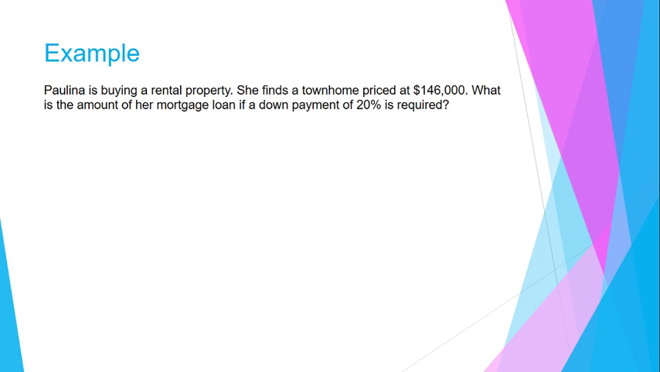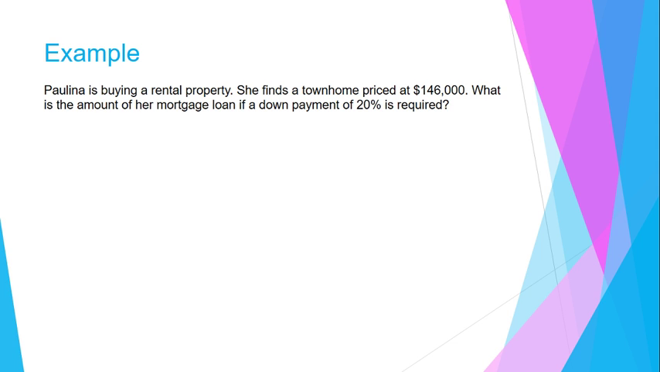All right, here's another example. This time, I don't give you the amount of the down payment. I give you a percent instead, which in reality, when you do buy a house, they don't tell you the dollar amount. They also tell you a percentage because it all depends on how much your house is. So here's an example. Paulina is buying a rental property. She finds a townhome priced at $146,000. What is the amount of her mortgage loan if a down payment of 20% is required?